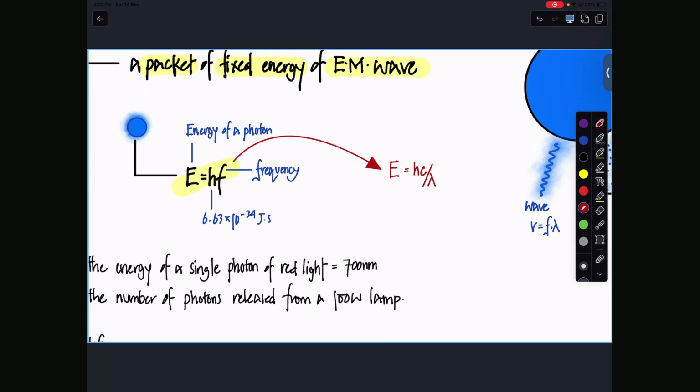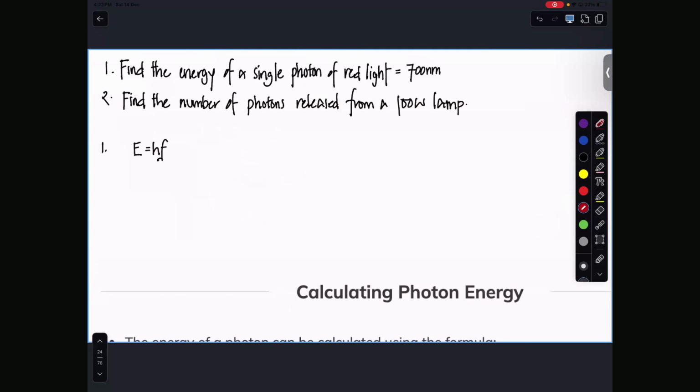And for those wondering how we get this c by lambda: v equals f lambda, so f equals v by lambda. And since we are dealing with light, what is the value for speed? c, right? So using this directly is I think easier. In fact, at one point students remember just that, which is not bad. So hc by lambda: h is 6.63 into 10 to the power minus 34, c is the speed of light, 3 into 10 to the power 8, divided by lambda, which is 700 nanometers, so 700 into 10 to the power minus 9.